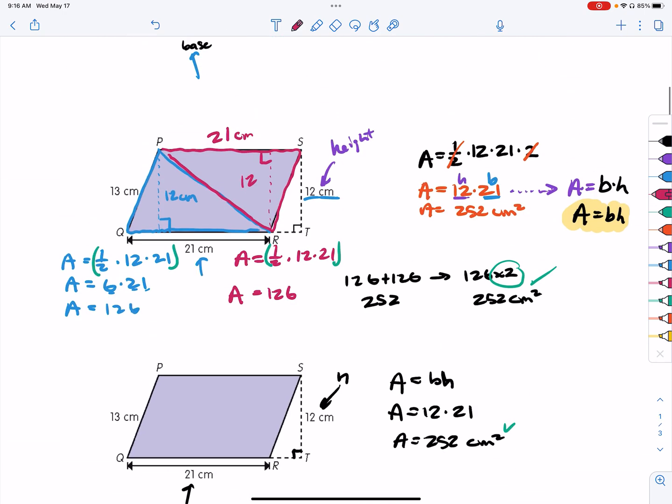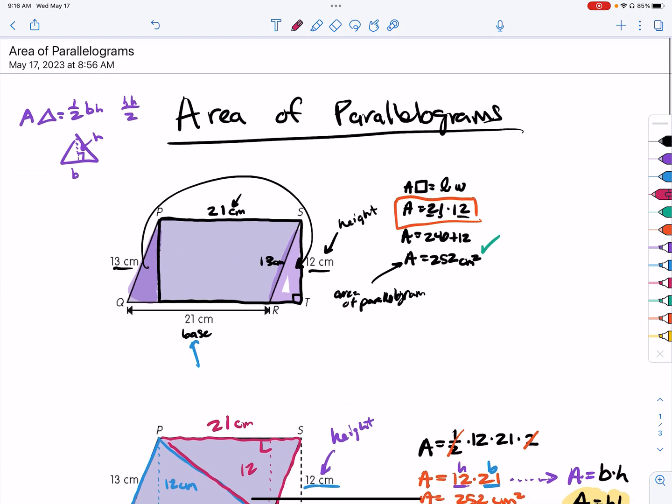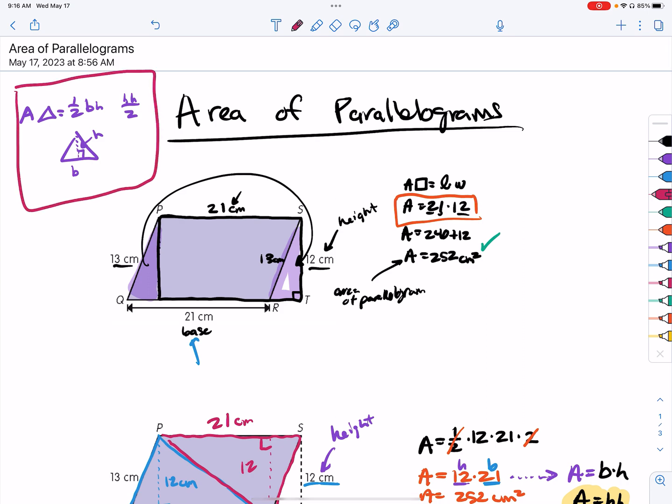So crucial to being able to find this formula was our knowledge of area of triangles. So this has been a really useful video. If you haven't watched that one yet, you can go check it out.